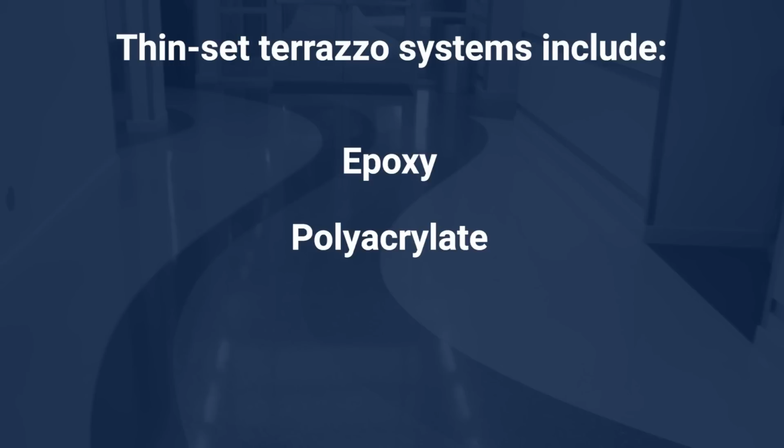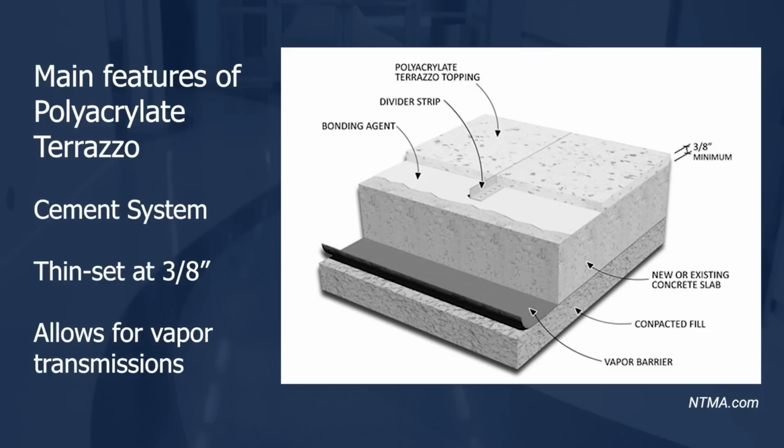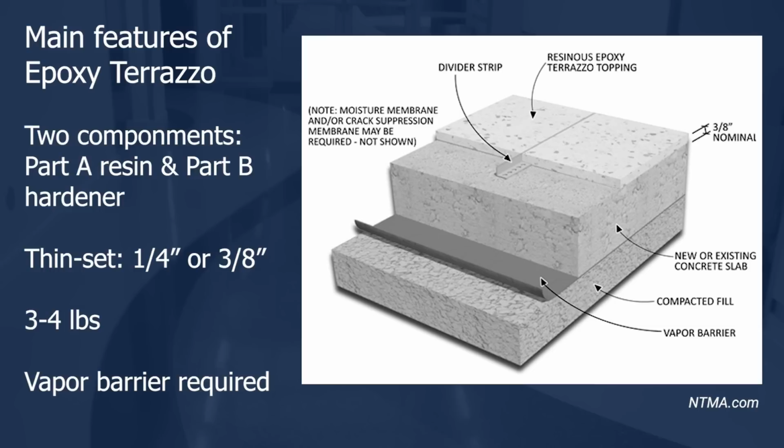Now onto thin-set systems. There are two options, epoxy and polyacrylate. Polyacrylate is a cement-modified acrylate, creating higher compressive strength and higher impact resistance to cement. It also allows for vapor transmission. This system is similar to a monolithic terrazzo system, but installed at a minimum of 3/8 inch thickness.